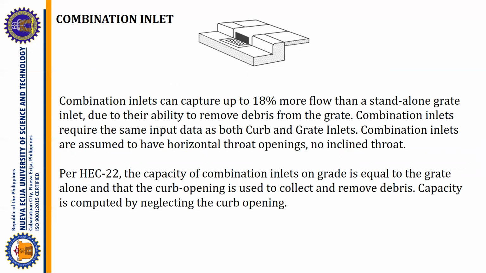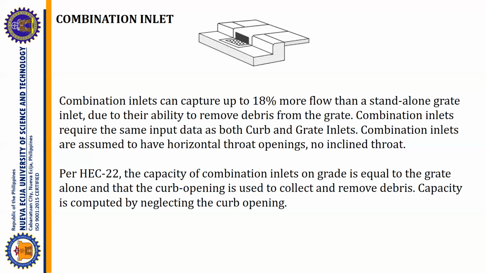Due to their ability to remove debris from the grate, combination inlets require the same input data as the curb and grate inlets. Combination inlets are assumed to be horizontal throat openings, no inclined throat. So, only horizontal throat lang yung pwedeng iano sa kanya. Per HEC 22, the capacity of the combination inlet on grade is equal to the grate alone, and the curb opening is used to collect and remove debris. Capacity is computed by neglecting the curb opening.